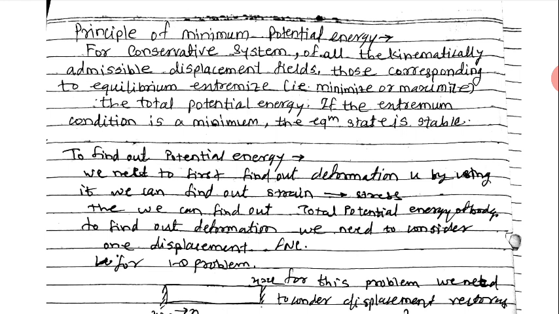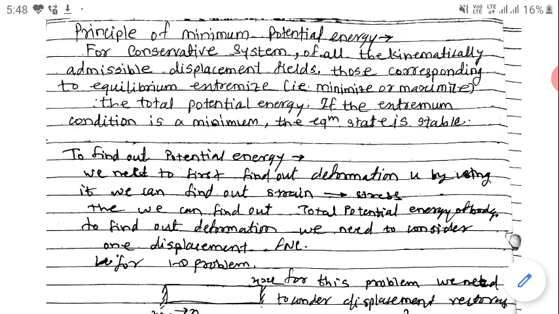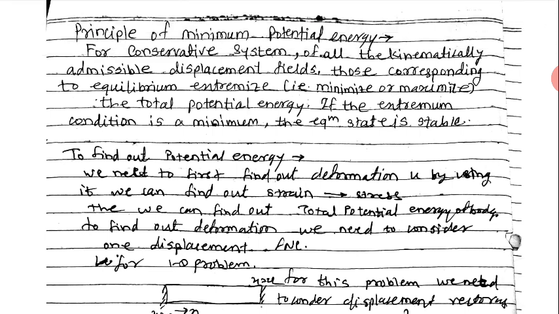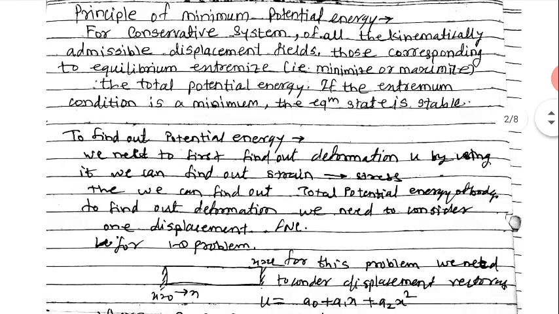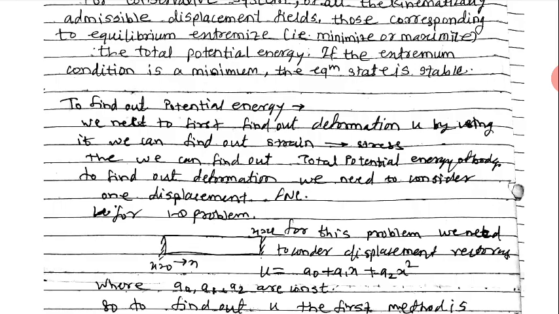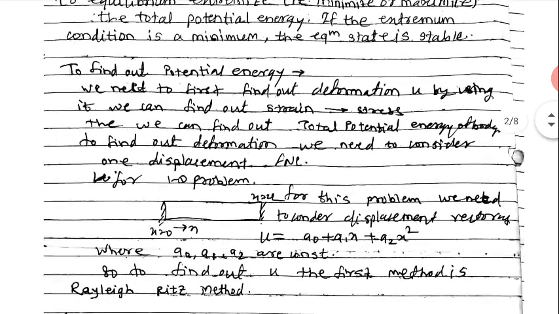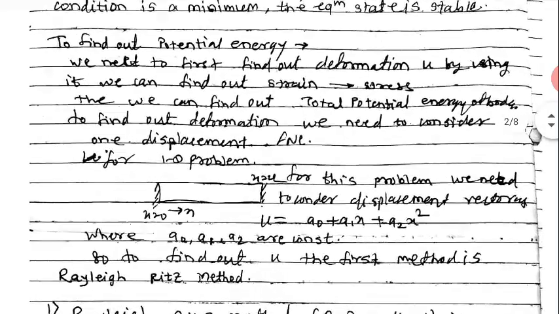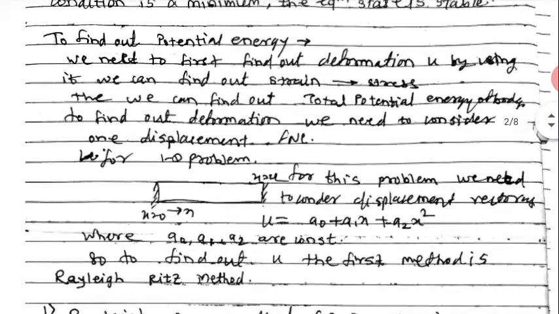So the word minimum shows that there should be some extremized conditions, which may be minimum or maximum. For the total potential energy, if the extremum condition is minimum, then we have to state this as a stable equation, and we can find the total potential energy. So we need to first find the deformation u by using the stress strain method.